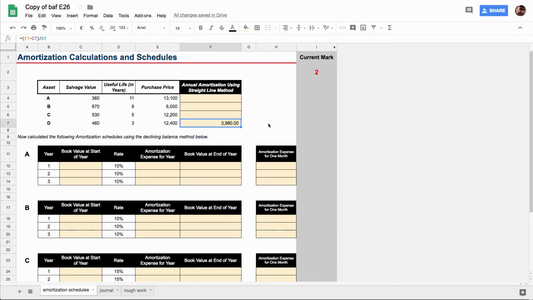And it's the same process every time. So once you know the formula, it's very easy to do. So we can actually copy it everywhere. And there would be the annual amortization amount for each of the years.